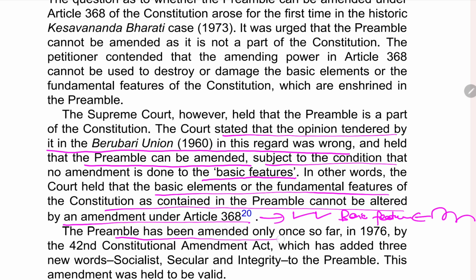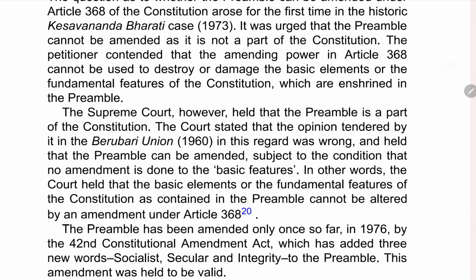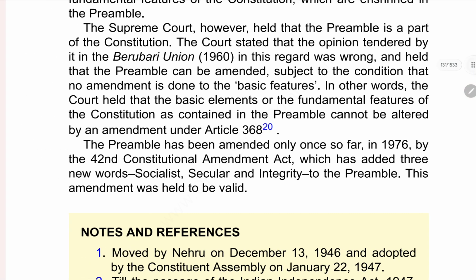The preamble has been amended only once so far, in 1976, and we have already seen that the words socialist, secular and integrity were inserted into the preamble. This amendment was held to be valid because it is said that the preamble can be amended.